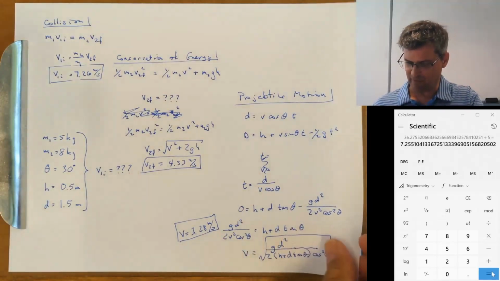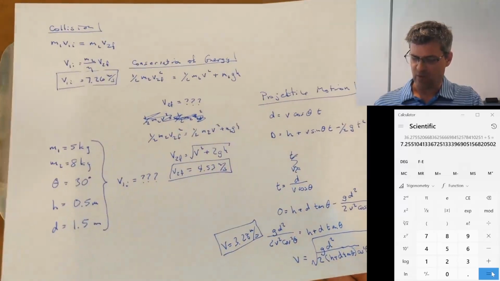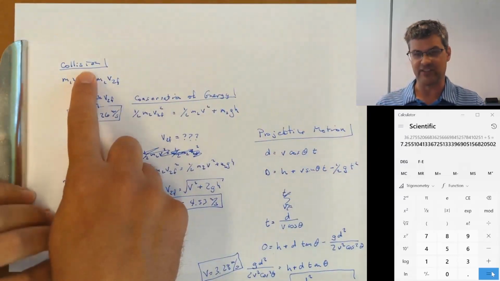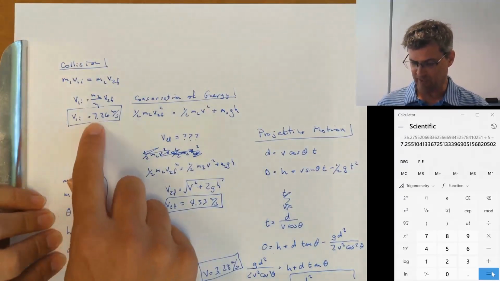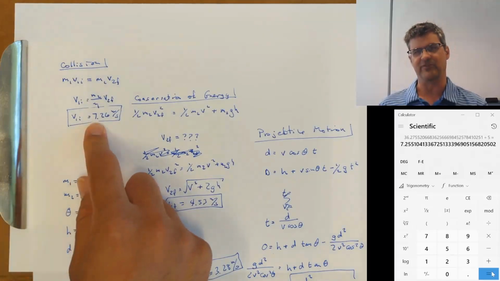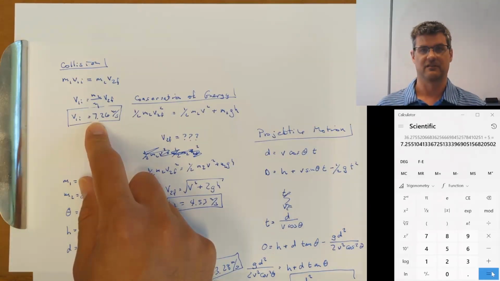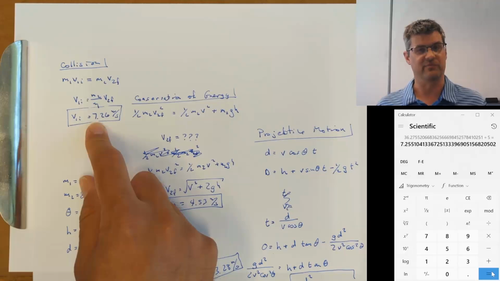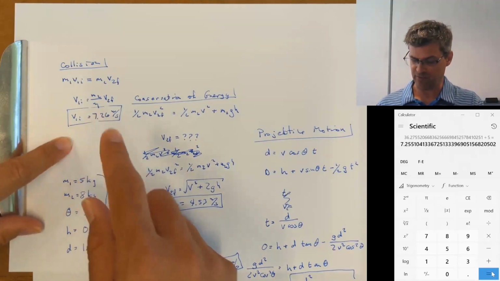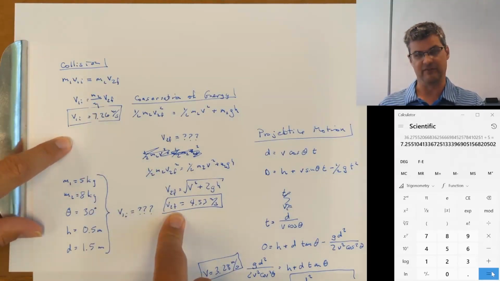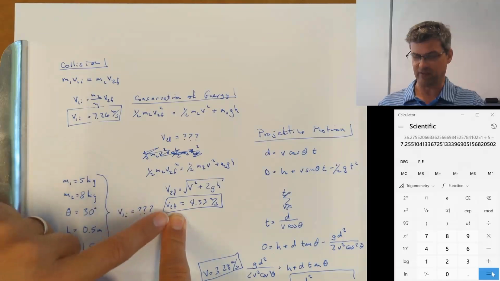Now, let's say we know all of this stuff. What if we decided to change the collision? What if v1 initial really is 7.26 meters per second? But now I don't want the collision as proposed. I want to have a perfectly elastic collision. What would change in the problem? Well, v2 final would be different.